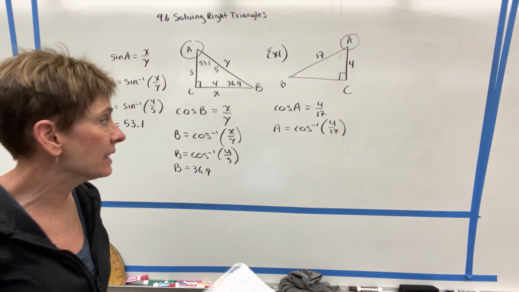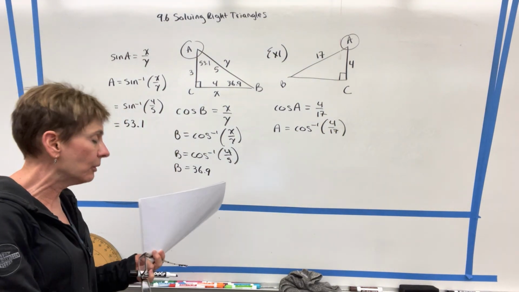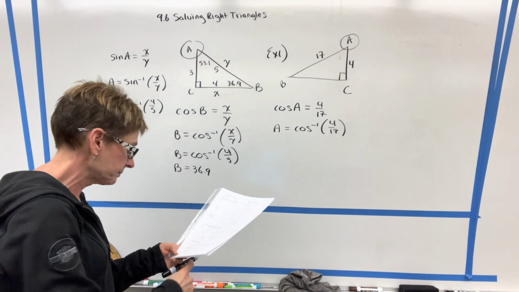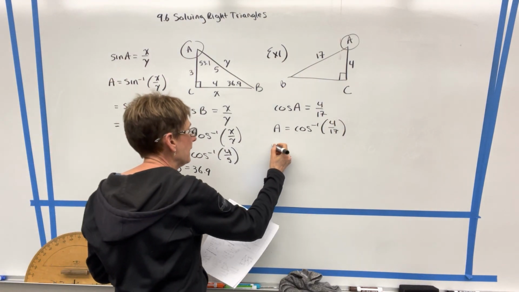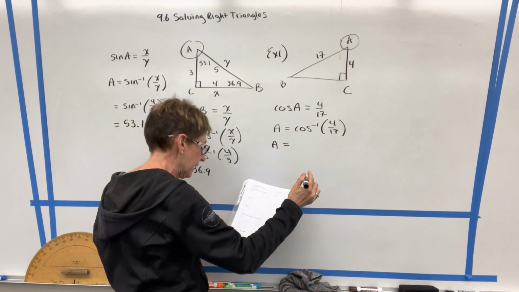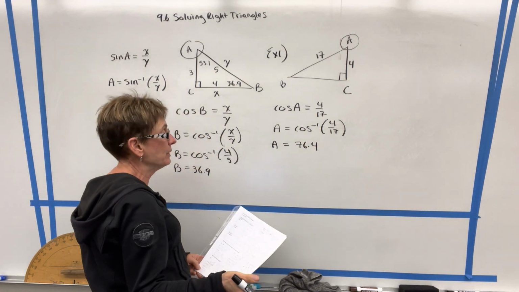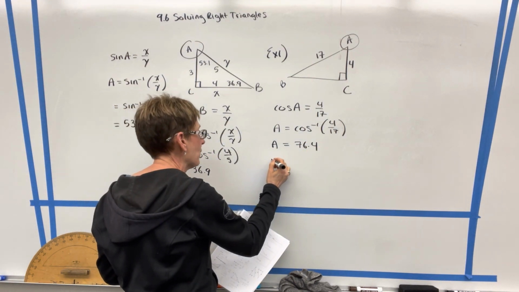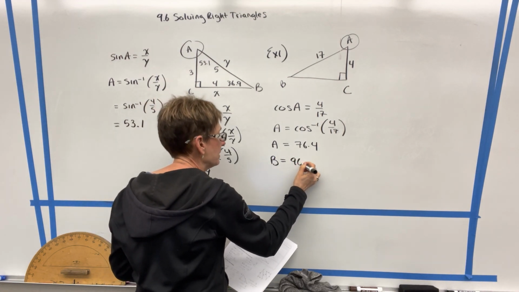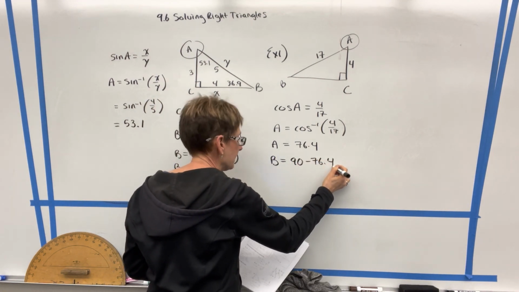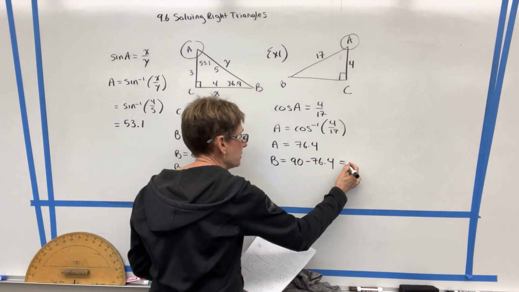So in this case, because we have the sides, but we don't have the angle, that's why we're using the inverse button. Then when we plug that into our calculator, we're going to get that A is 76.4. Now, like I said, I wouldn't do another trig ratio at this point to get B. I would just take 90 minus 76.4 and get 13.6.